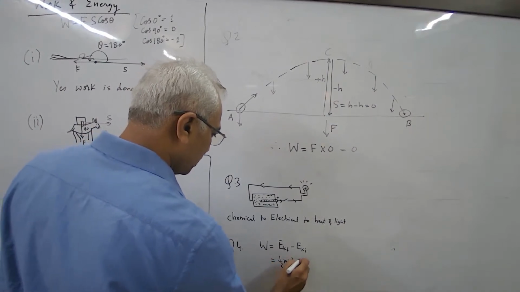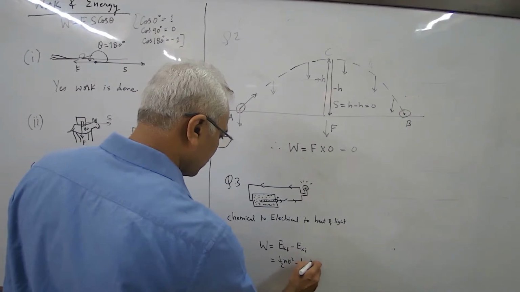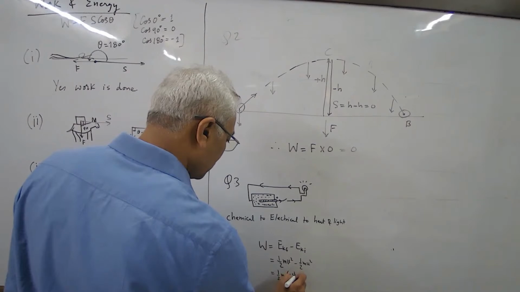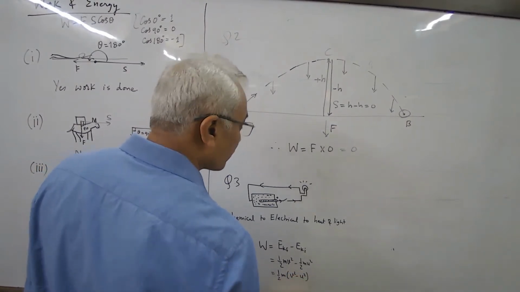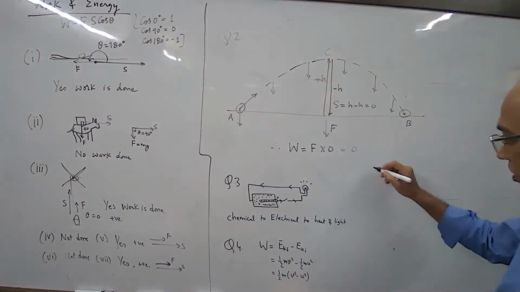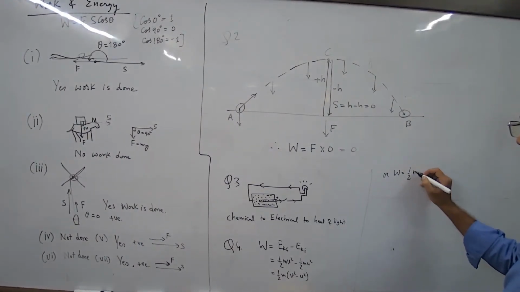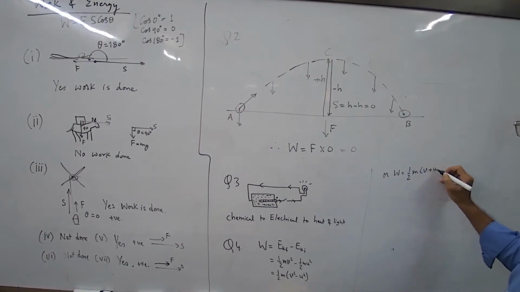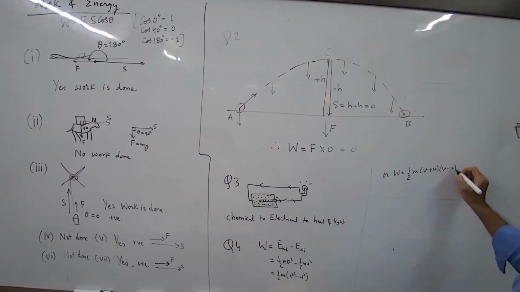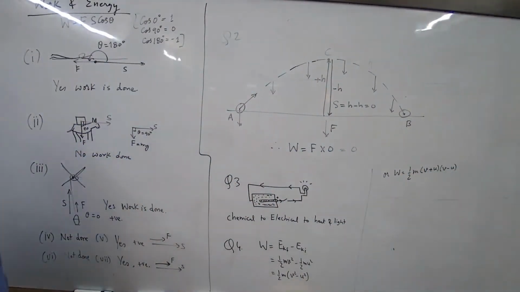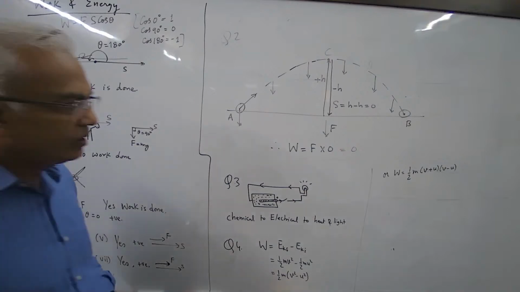Half mv square minus half mu square. You can do 1 by 2 m (v square minus u square). This is the formula. So you can simply write it as w is equal to half m (v plus u) into (v minus u). Now do that. This is how the calculation becomes simple. So half into 20.